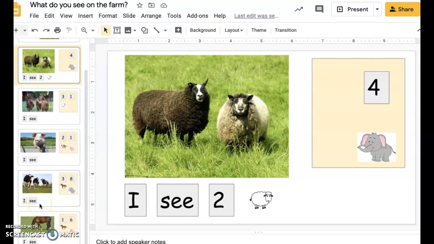You are going to finish doing this for all of your farm animals. You do not have to, but if you would like an extra challenge today, you can practice writing these sentences on a piece of paper. You can practice typing these sentences out, or you can even take chalk and practice writing these sentences outside.